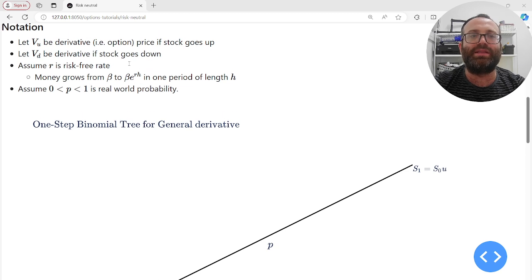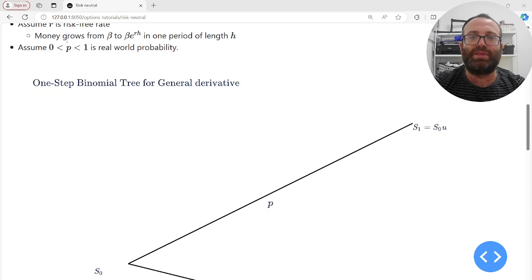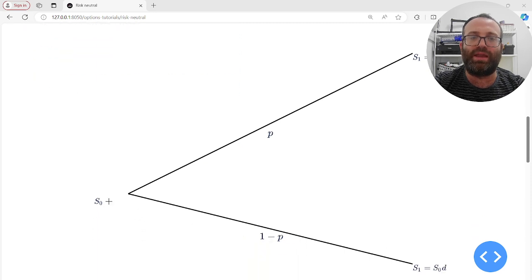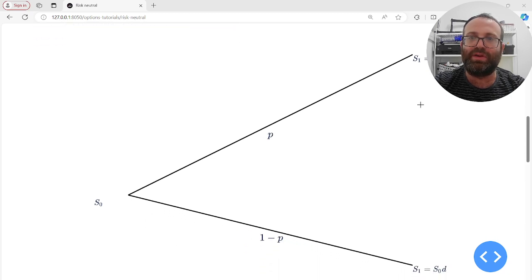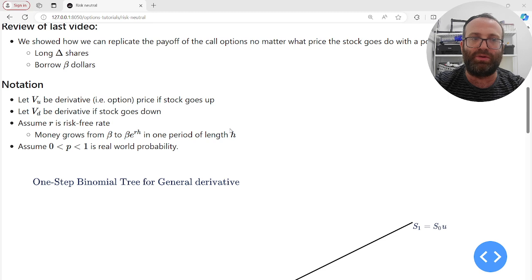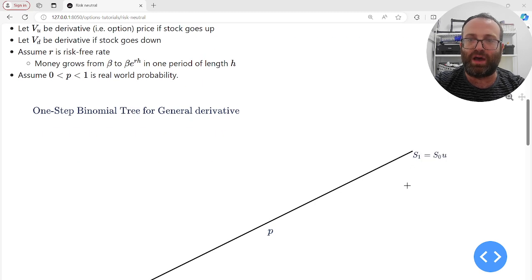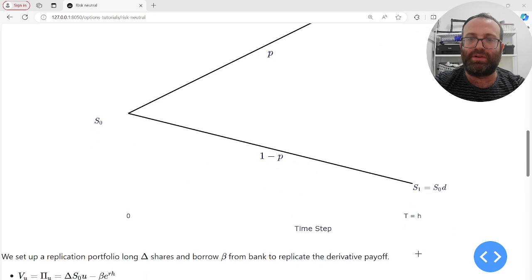Then let's have a few more notations. Remember in the previous video we had the initial stock price, and then two things can happen. The stock can go up the next period to S0 times U, where U is greater than 1, of course. Or it can go down to S0 times D, where D is less than 1. It goes up or down with probability P or 1 minus P. And we want to price an option, or more generally a derivative. Just for notation, we'll say VU is the derivative price if the stock goes up at expiry, and VD is if it goes down.